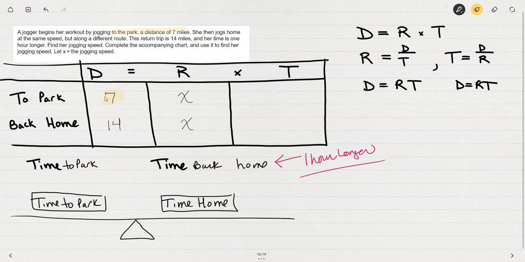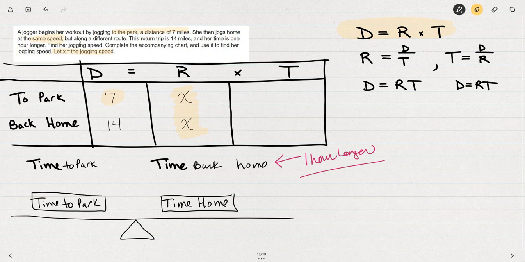Then she jogs home at the same speed, and we've got that let x equal the jogging speed. So the rate for this is x. Distance equals rate times time, and by the way, that is one of those formulas you do need to commit to memory. This is useful for a number of things, even in everyday life when you're driving somewhere and trying to calculate how long it is going to take. You can use distance equals rate times time.